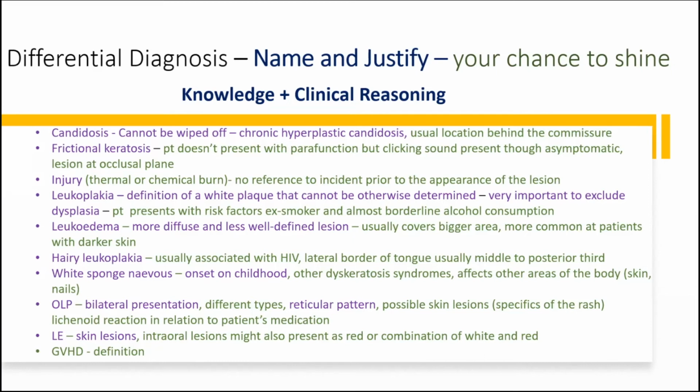So the more you elaborate, as I said, this is not an exhaustive list. You don't have to mention all of this, but if you choose to include 4, 5, 6 conditions in your differential diagnosis, and you give reasoning behind why you think this is likely or why you think it's unlikely, okay, that will give you the higher scores.